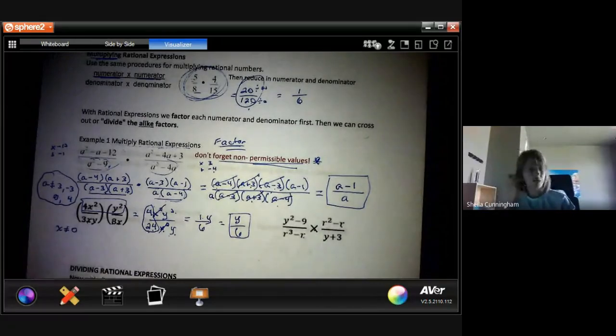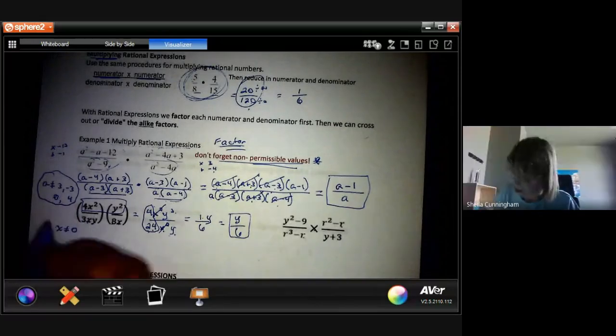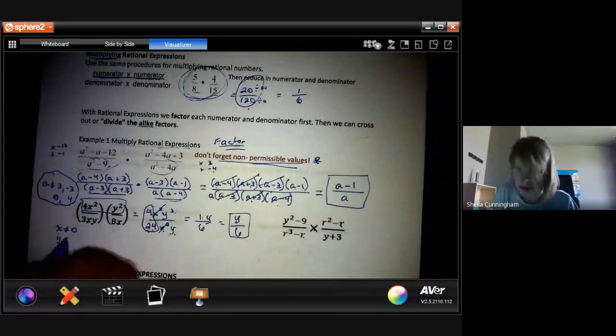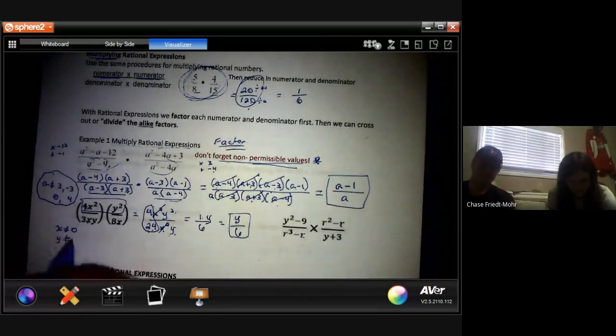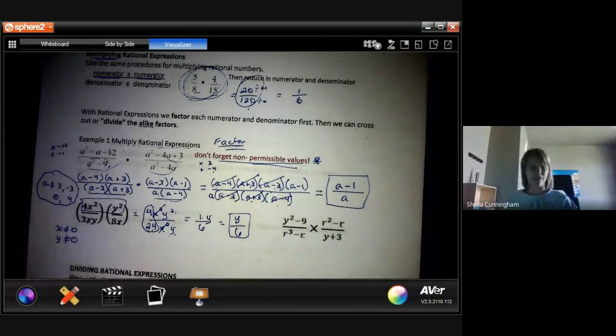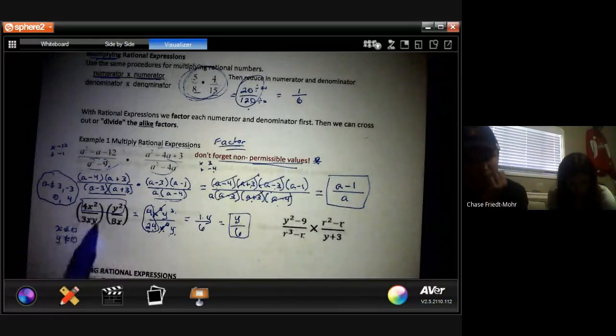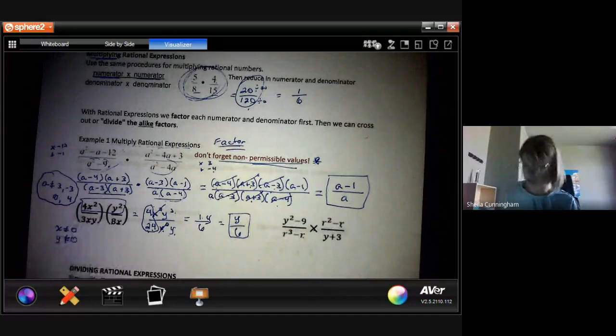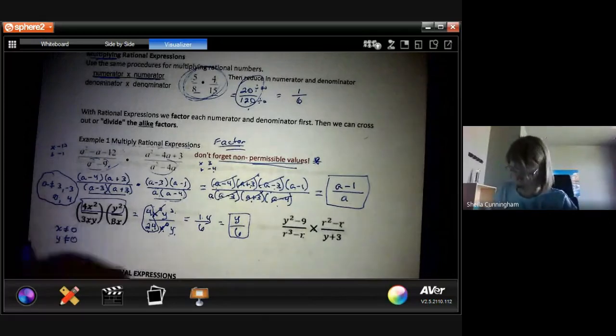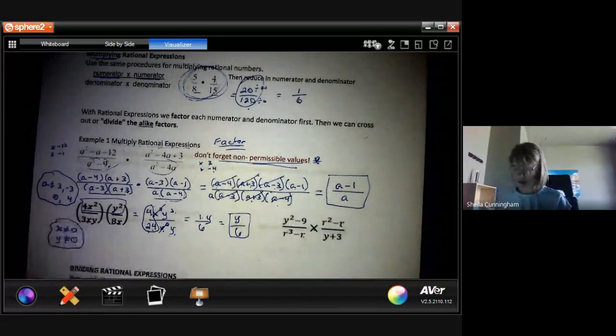So x can't equal 0, right? Because if I put a 0 in here and multiply these all together, I'm getting 0. Same thing with my y. My non-permissible there, y can't be 0 either, because if I put a 0 in here and multiply all that together, I can't have a 0 in that denominator. So my non-permissibles here will be x can't equal 0 and y can't equal 0.